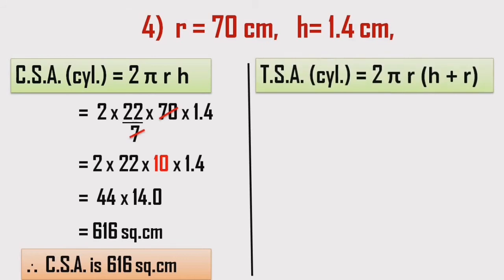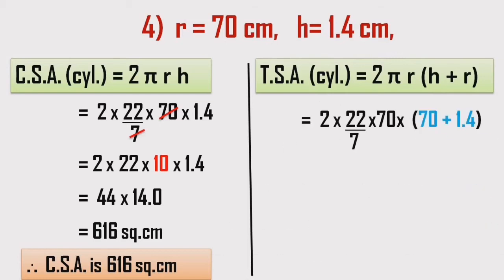Now it's time to find the TSA of the cylinder. The formula is 2 pi r in bracket h plus r. As usual, the next step is to substitute the values in it. We can again strike out 70, which is outside the bracket. That results in 10, and at the same time you carry out the addition also. So 70 plus 1.4. Here 70 means, the way I told you, it is 70.0.